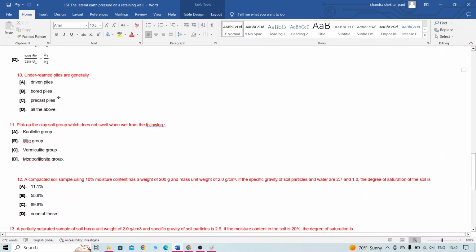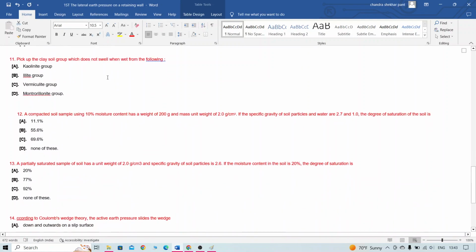So what will be the option? Driven pile, bored pile, precast pile. Precast means those which are previously made, already made in the labs. So this does not happen. Driven piles, we are not driving. Bored pile means we dig the hole, put the pile into it, and then backfill. So the right option will be bored piles.